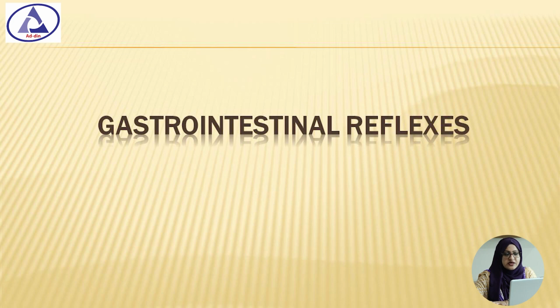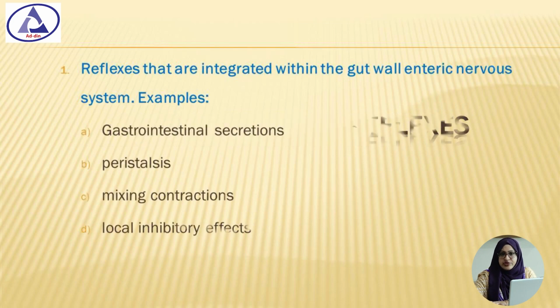Coming to gastrointestinal reflexes. There are three types of gastrointestinal reflexes. Number one, reflexes that are integrated within the gut wall enteric nervous system. Examples are gastrointestinal secretion, peristalsis, mixing contractions, and local inhibitory effects.